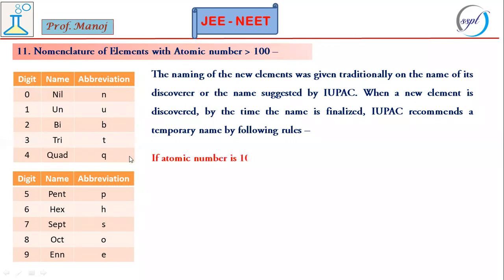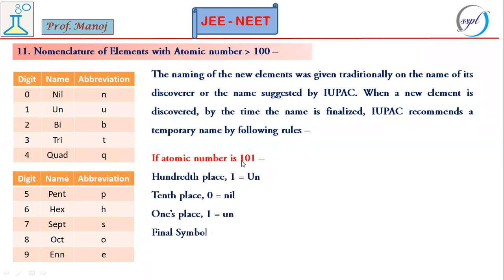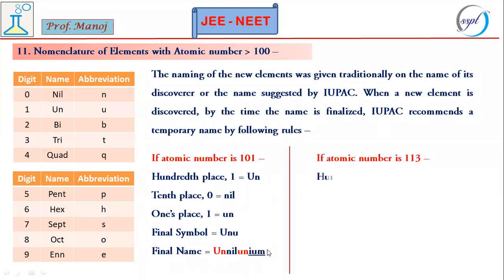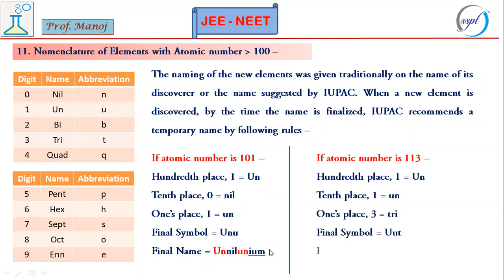Now how do we use it? You can see here 101, the hundreds place is 1, so that is taken as un. The tens place is 0, written as nil. Last one's place, that is the units place, is 1, so it is un. So the symbol of the element becomes U N U. And the name written is un, nil, un, eum. Un, nil, un, and the last ending word is eum for every element. Suppose it is 113, so it comes out to be UUT, un, un, tri, eum.